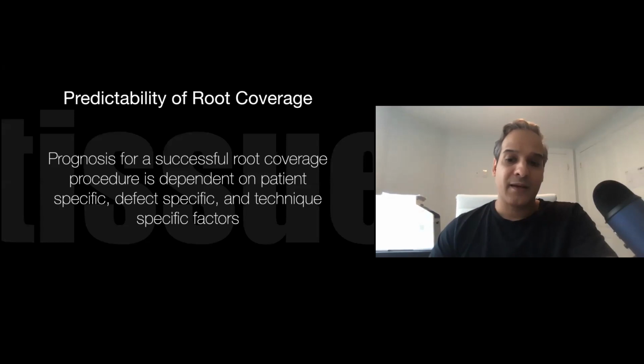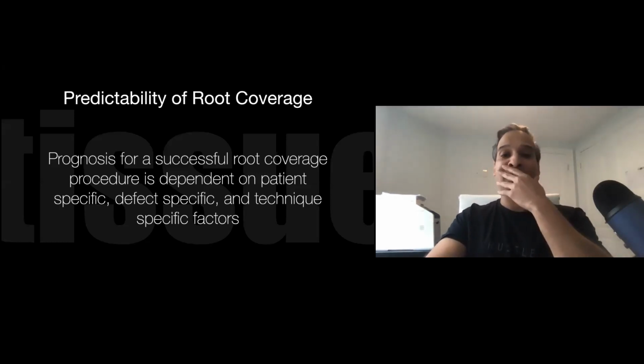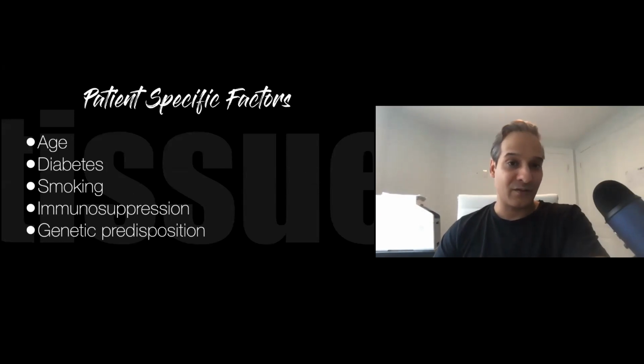Sometimes, if there's a lot of bone loss and loss of papilla, in a case like this, it's very unlikely to actually gain complete root coverage. And you have to know this so that you can be predictable with what your expectations are.